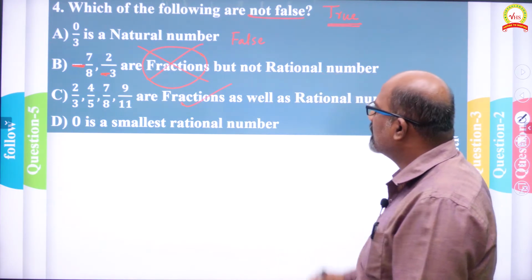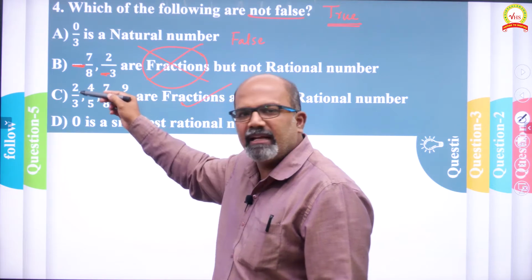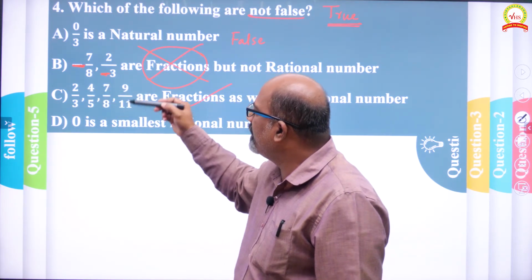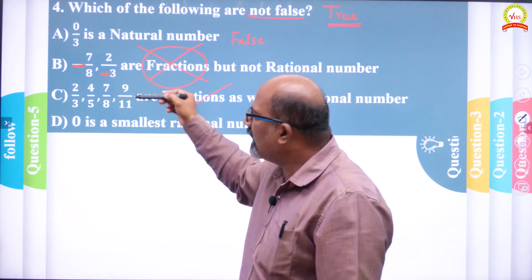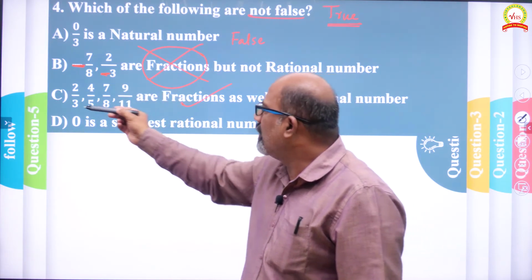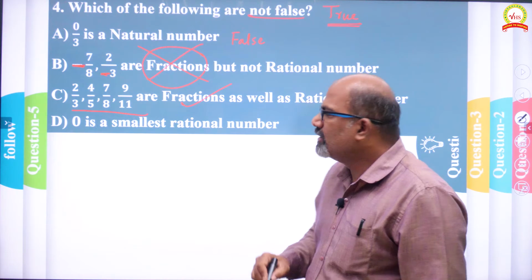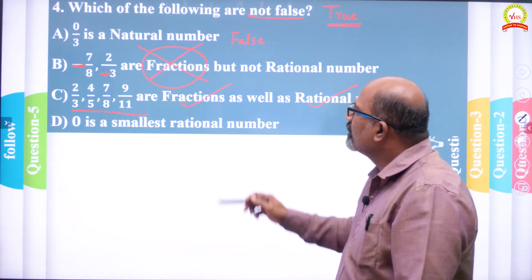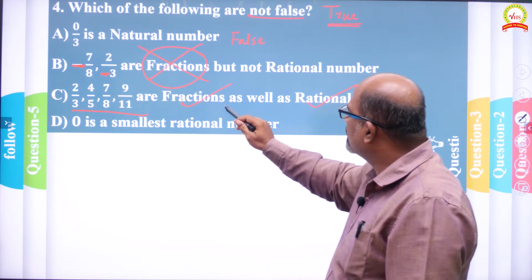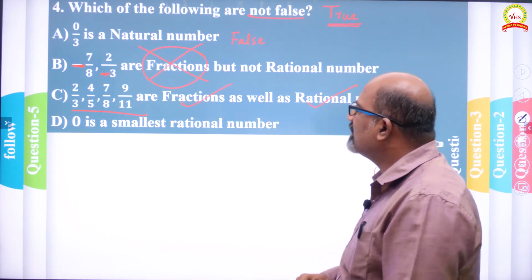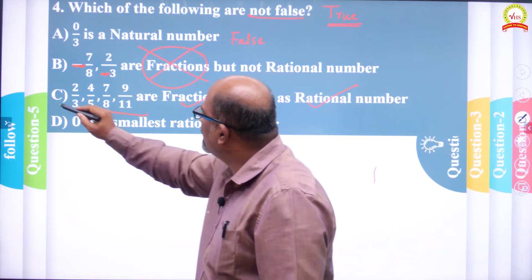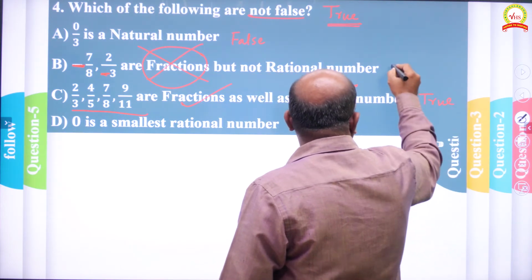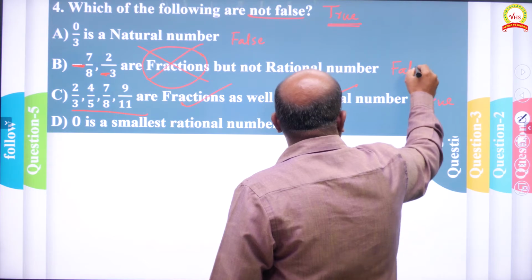As well as rational numbers. Yes, definitely any number in the form of p by q. So this is in the form of p by q, 4 by 5, p by q, 7 by 9, p by q, 9 by 11, p by q. So all these are in the form of p by q, so that we can accept that those are rational numbers. So these fractions are fractions and also rational numbers. So this is actually the correct statement here. So this is a true statement. You can see here, and this is a false statement.